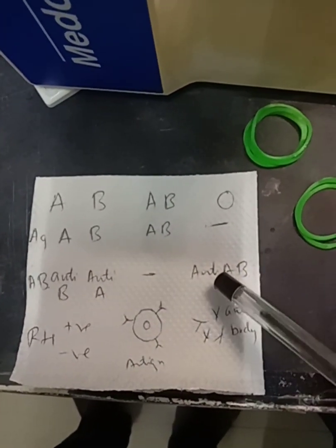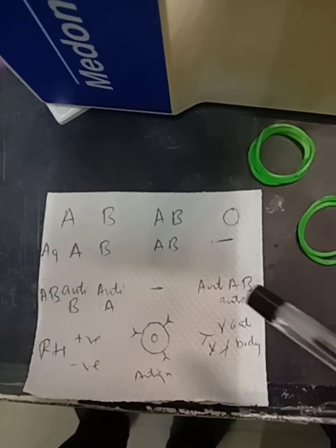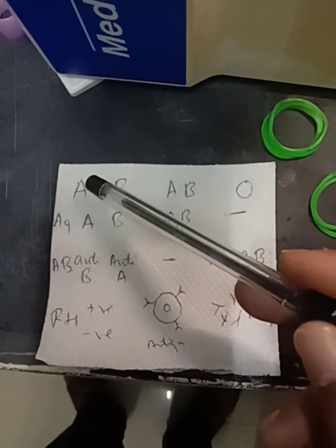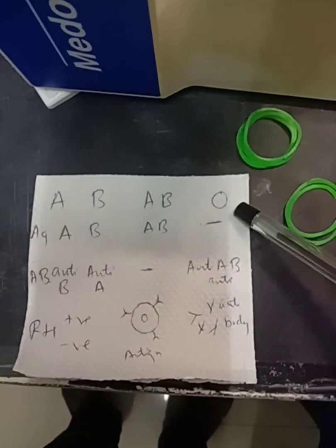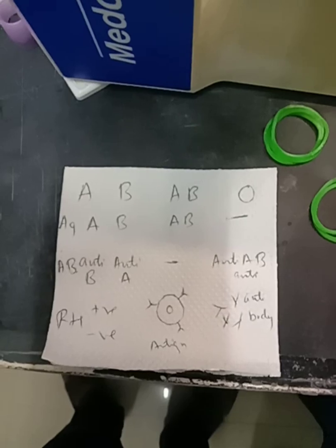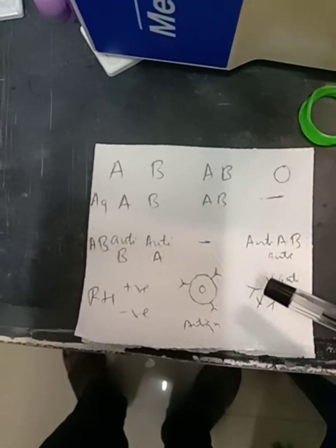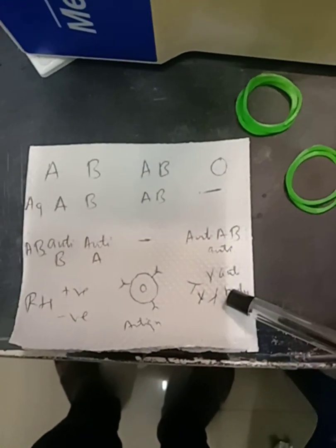In the ABO system there are mainly 4 types of blood group: A, B, AB and O. Then in the Rh system there is positive and negative. So we are using antibody to detect antigen present on RBC.